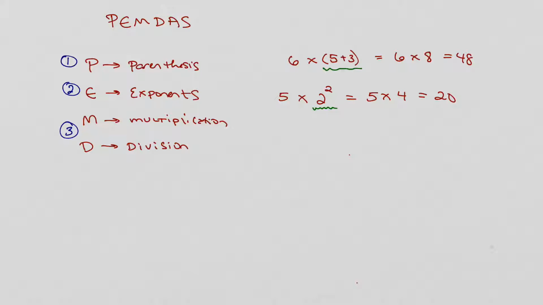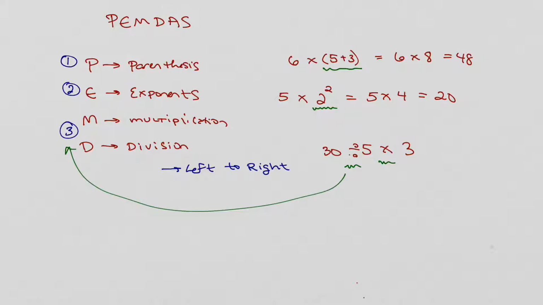And what you want to do then, if you have a whole bunch of them, is start answering these things going left to right. So let's look at one of the examples we did a second ago, where it was 30 divided by 5 times 3. The operations here are division and multiplication. They're both the third level, so we should do them at the same time, but look at it from left to right.